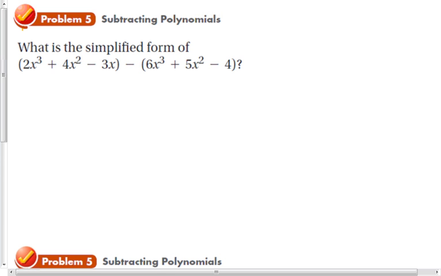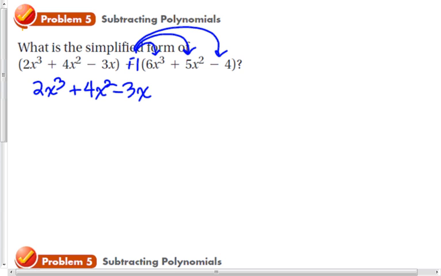All right, you can also subtract polynomials. Now, I'll give you two ways of doing this. You can subtract just using the distributive property. So I'm going to distribute the subtraction. The second set of parentheses, remember if there's nothing there, it's really like a negative 1. So what I'm doing is distributing negative 1 into all of these. So I get minus 6x to the third minus 5x squared plus 4.